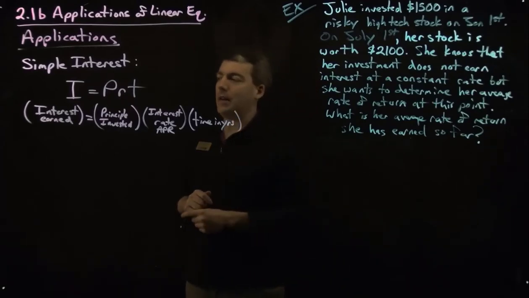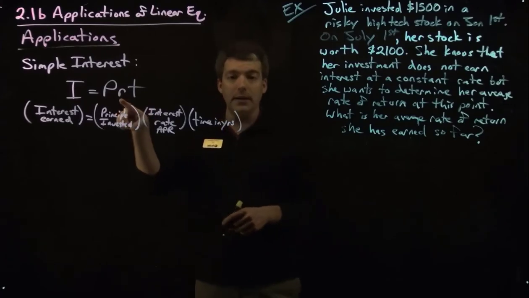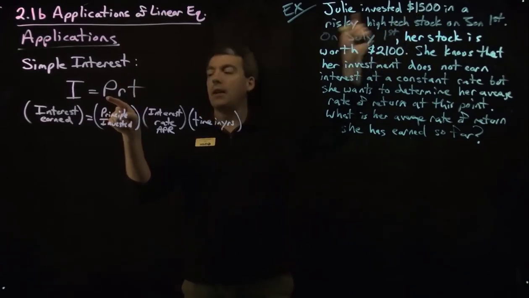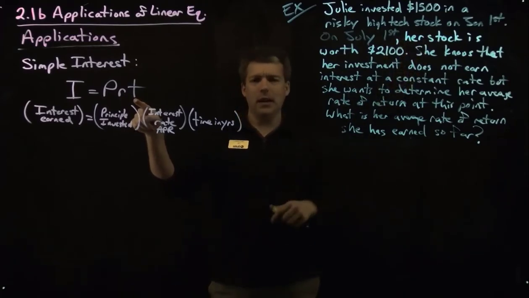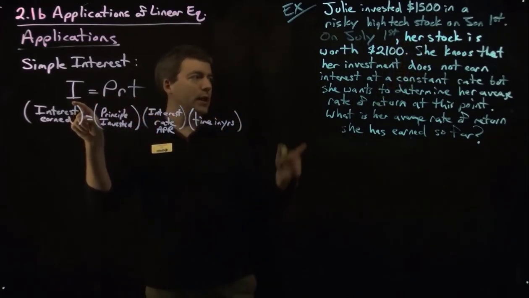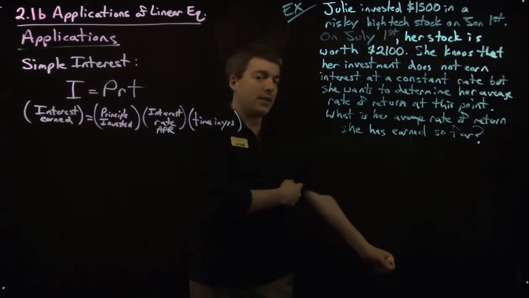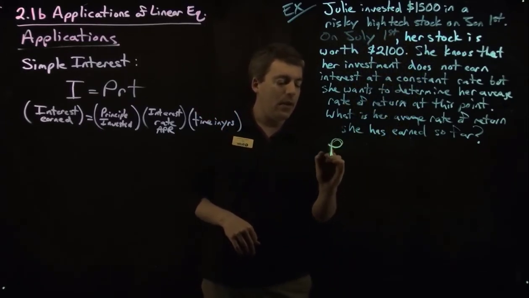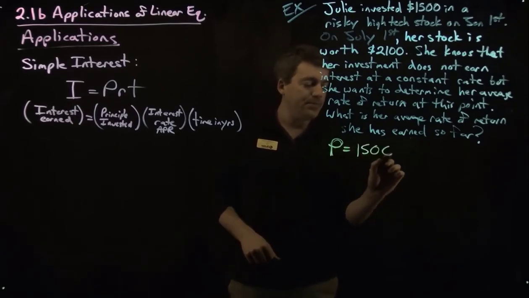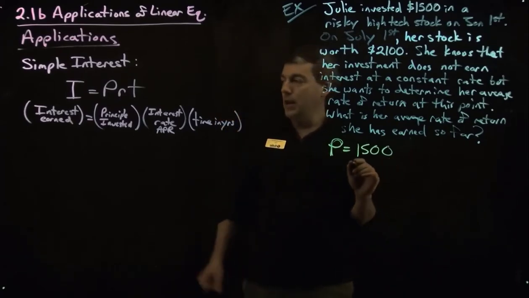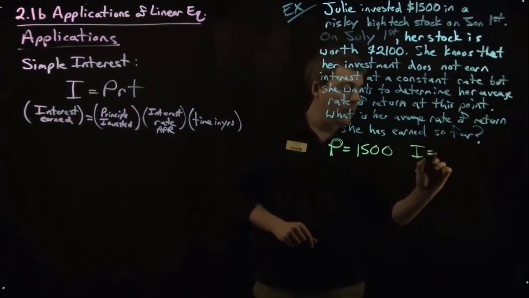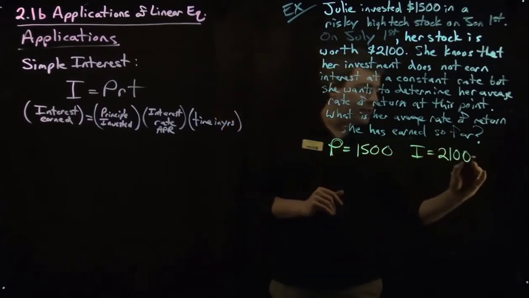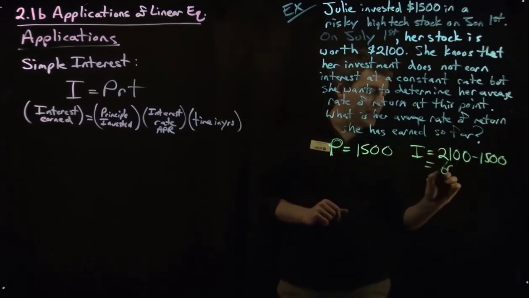Okay, well, we can calculate that. We're interested in this, the rate, right? We are given all of the other pieces of information, how much she initially invested, we're given that. The time, how long, we can calculate that. And we're given how much she earned, which we can calculate also from the amount left in the account after the time passed. So let's write down all this relevant information. So the principal we know immediately is $1,500. The interest I, we can calculate by taking the amount in the account after the time period ended minus the principal, so $1,500. So the interest earned was $600.